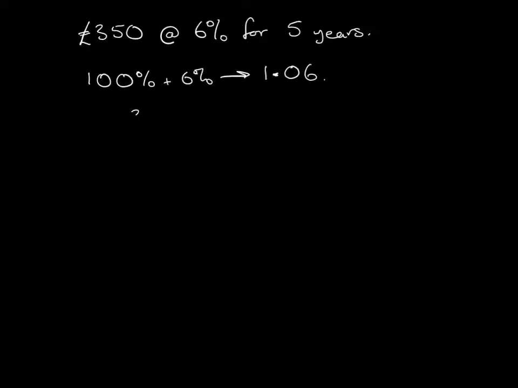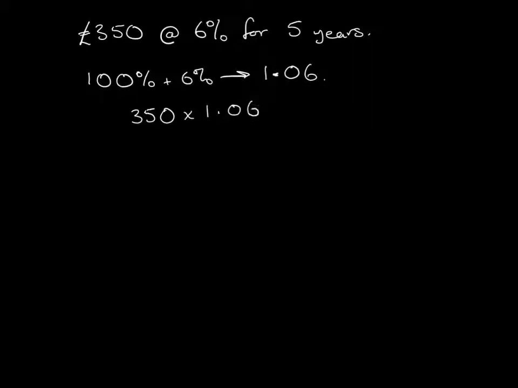that's going to be 350 times 1.06, and this 1.06 is the bit we do 5 times. So instead of writing out 1.06 times 1.06, etc., 5 times, you could if you wanted to, but I don't think it's the best use of your time. The best thing to do is to just do it once. I'll rewrite that one.